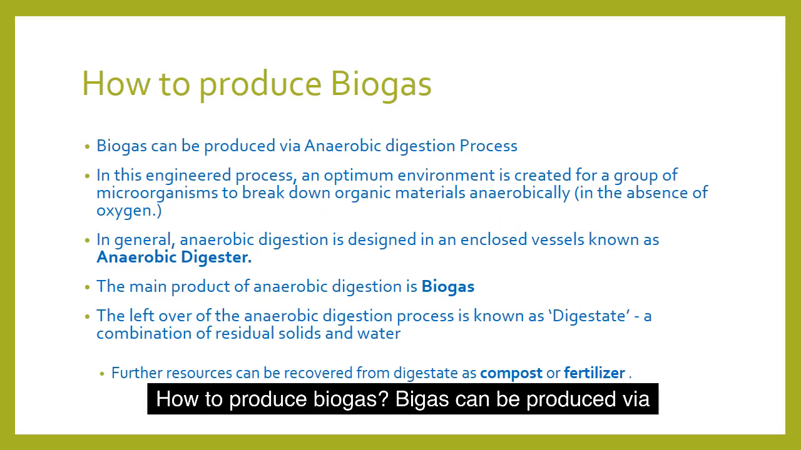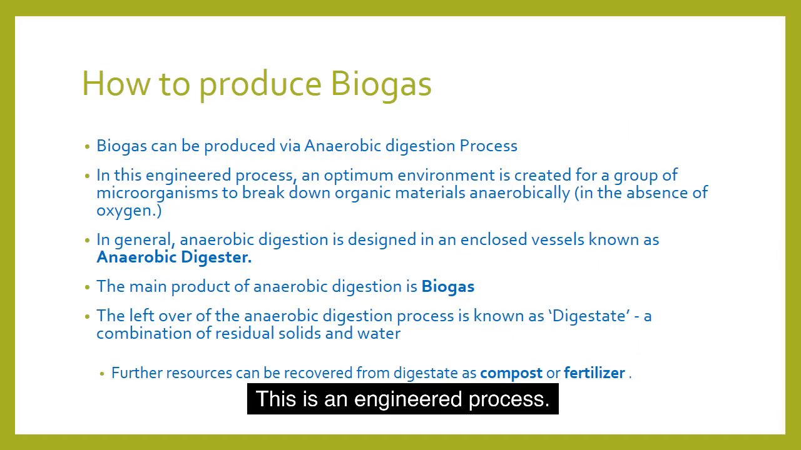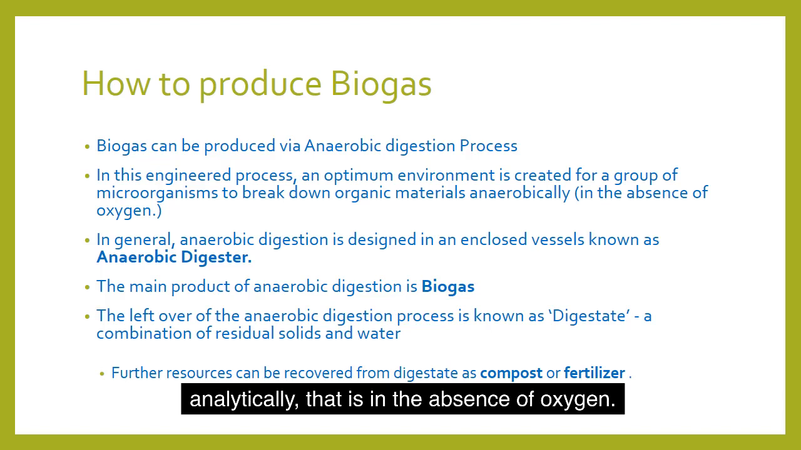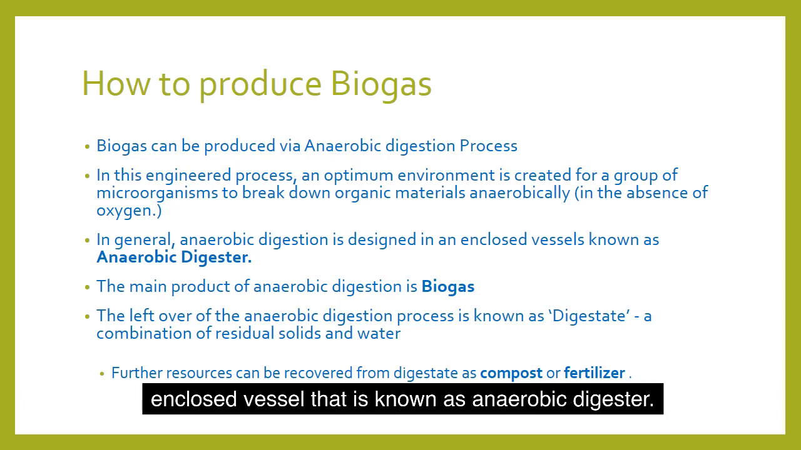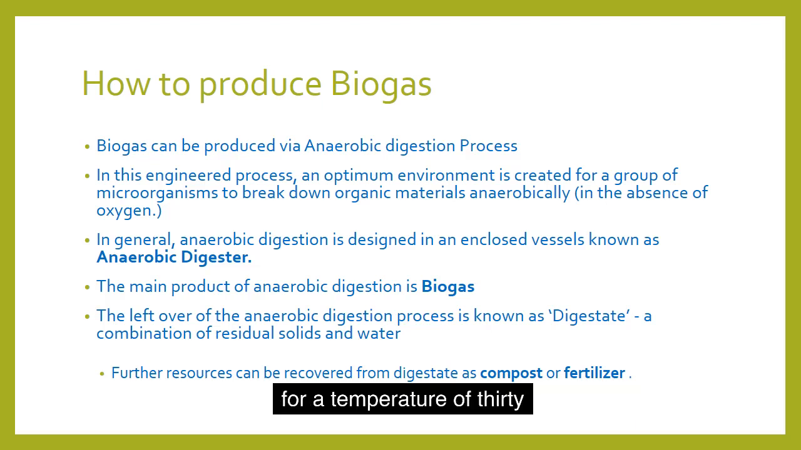How to produce biogas? Biogas can be produced via the anaerobic digestion process. This is an engineered process. Here, an optimum environment is created for a group of microorganisms to break down organic materials anaerobically, that is, in the absence of oxygen. In general, anaerobic digestion is designed in an enclosed vessel known as an anaerobic digester. Usually, the process takes place for 15 to 20 days at a temperature of 35 to 37 degrees centigrade.